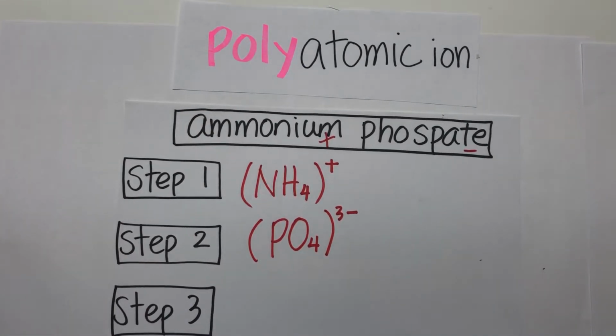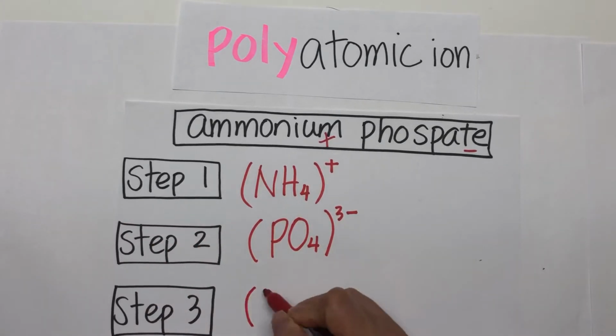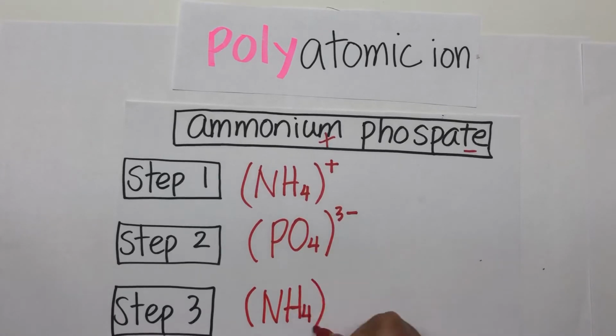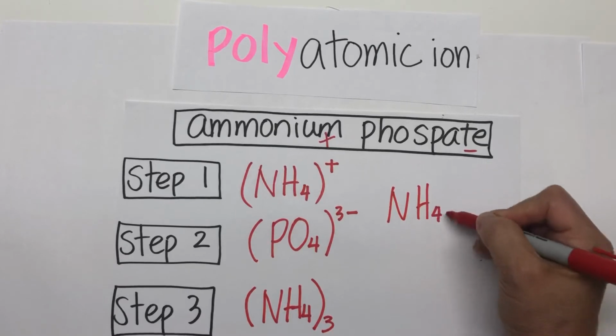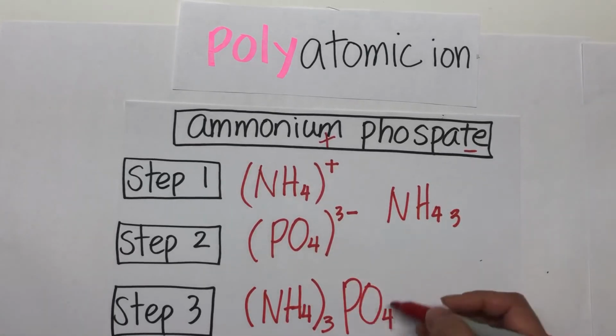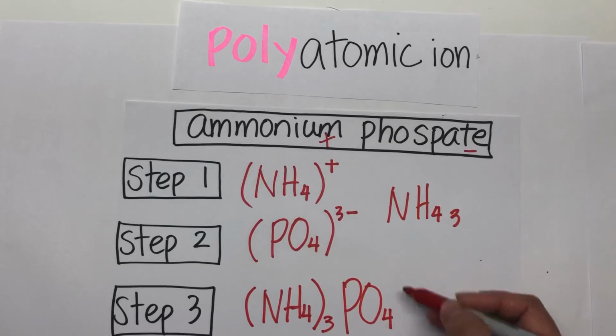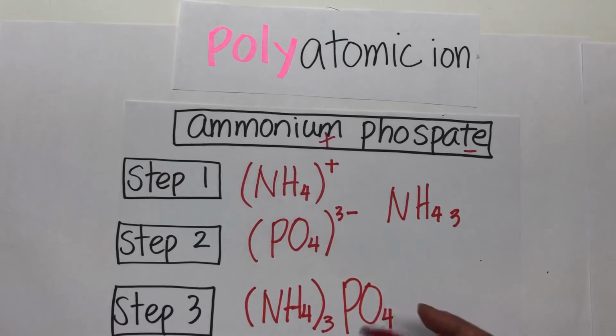All right, so what do we do? We need 3 of this to balance with that, right? So we're going to write ammonium, 3 of them. You always have to put parentheses, otherwise it's going to look like that, right? We don't do that, it's not 43. And then for this one, you don't have to have parentheses because it doesn't have a subscript here, okay? So this whole thing, PO4, is a phosphate. So the answer will be that.